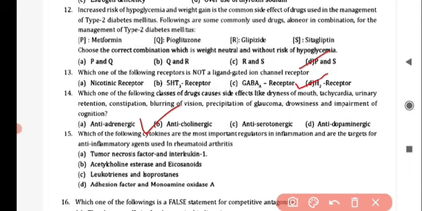Next question is, which of the following cytokines are the most important regulators in inflammation and are the targets for anti-inflammatory agents used in rheumatoid arthritis? And the correct answer is option A, tumor necrosis factor and interleukin 1.